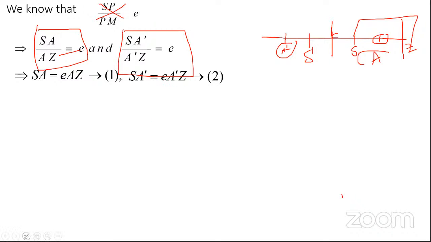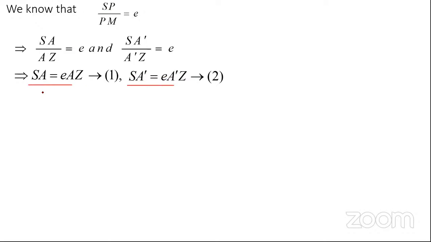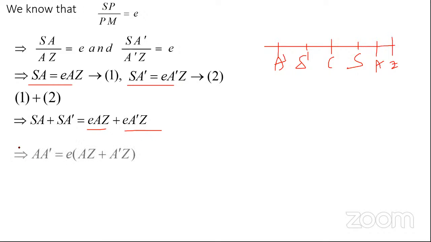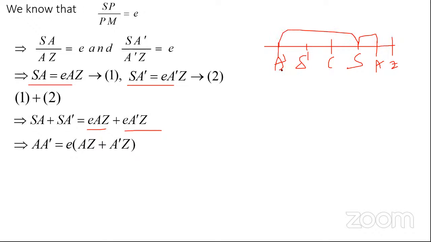Now I am adding equation 1 plus 2. Then SA plus SA dash. Here S, this is A dash, S dash, this is S, this is A, the last one is Z, and the middle one is C. So the right side is eAZ plus eA dash Z. SA plus SA dash is this total length, A dash A. Taking e common, on the right side we get AZ plus A dash Z.